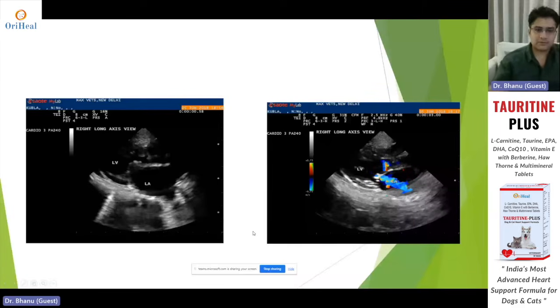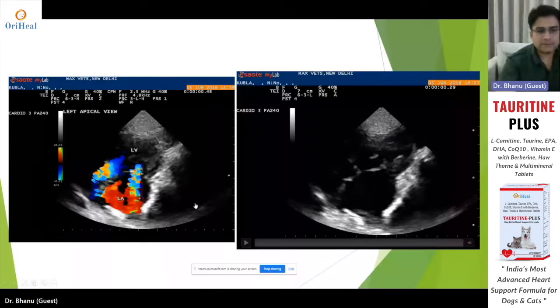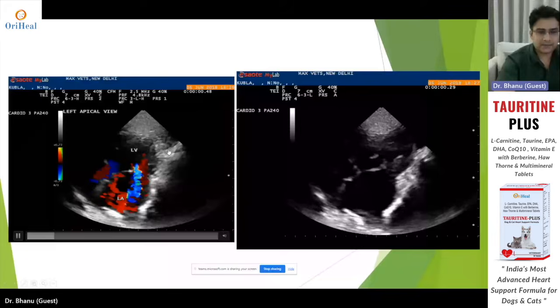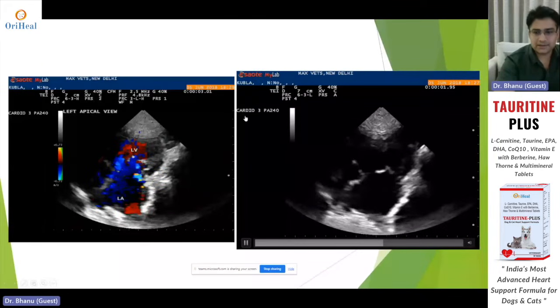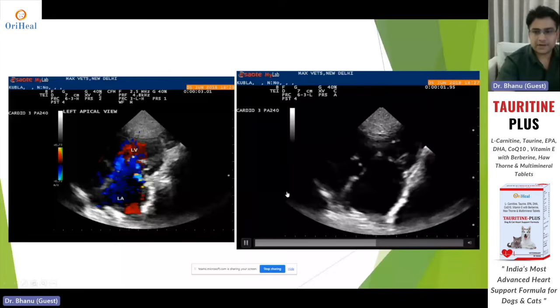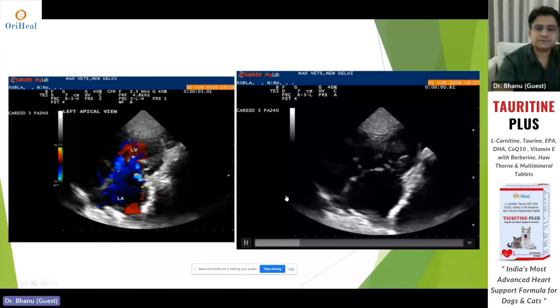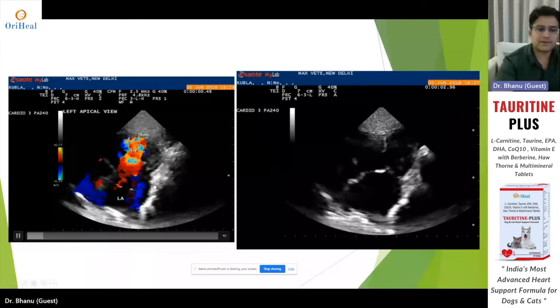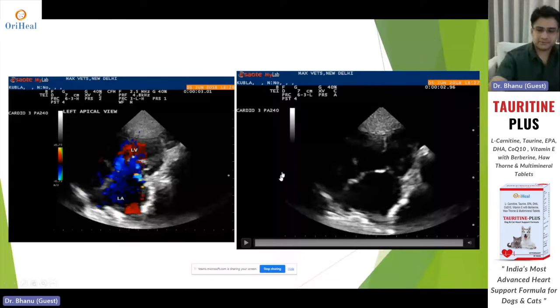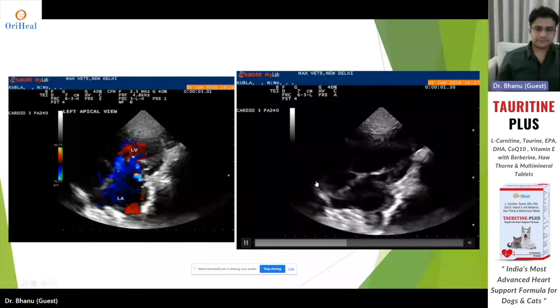We have some echo loops of the left apical four-chamber views. This is again the same cat, and as you all can see, the contractility is affected here. The heart is not able to contract properly. So this is a classical case of dilated cardiomyopathy in the cat. I did measure the taurine levels and they were normal. This was a case of a primary myocardial heart failure.